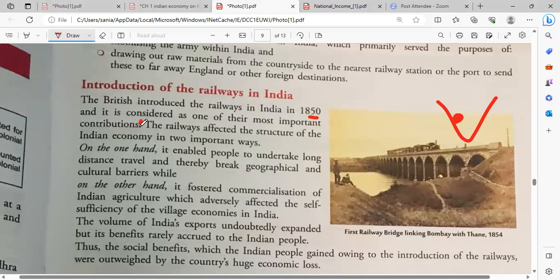So first of all, you will write till here. Then you will put the next question. I'm just putting a question mark here so that you get to know. You'll write, how railways affected the structure of Indian economy, right? Then you will write, the railways affected the structure of Indian economy in two important ways.